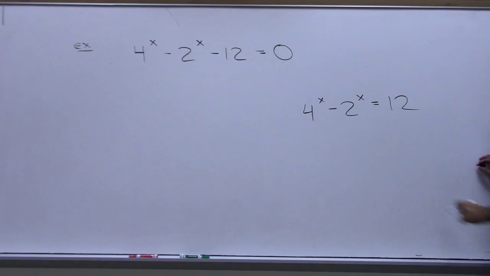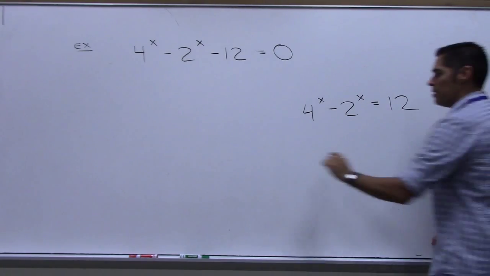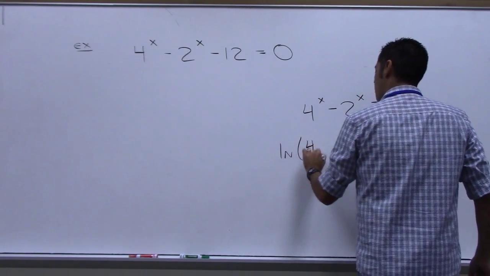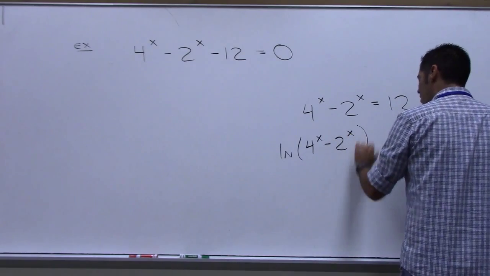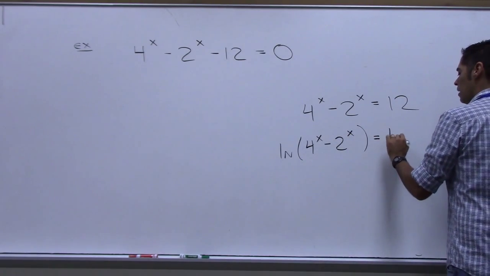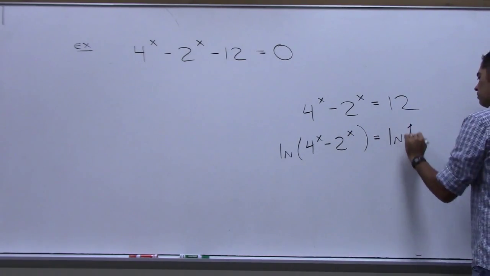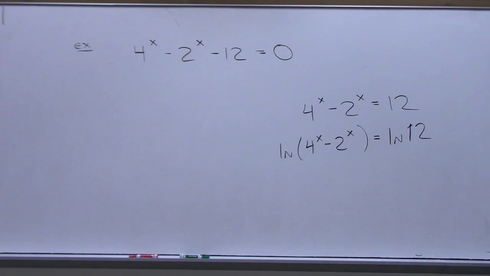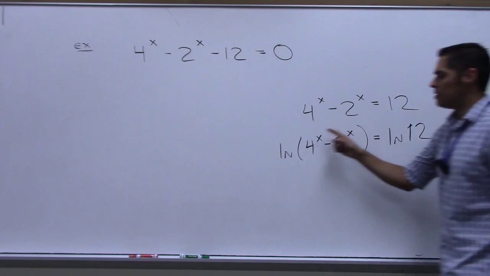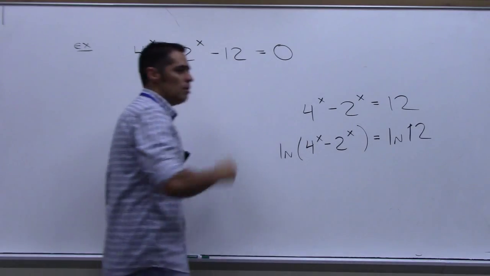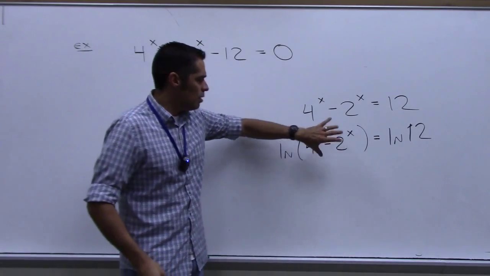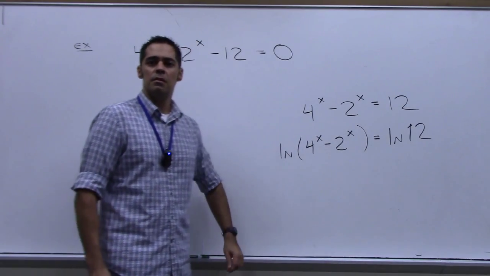Well, you could do the natural log. Okay, so let me try this. It would be natural log of 4 to the x minus 2 to the x equals natural log of 12, right? I agree we could do that. But could you pull the x out here? No, because this is not the whole thing raised to the x.